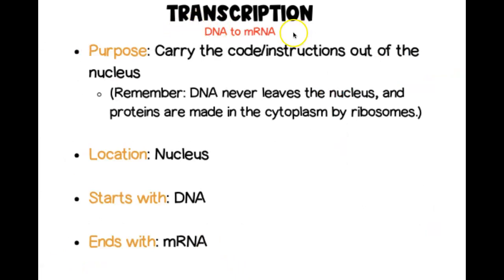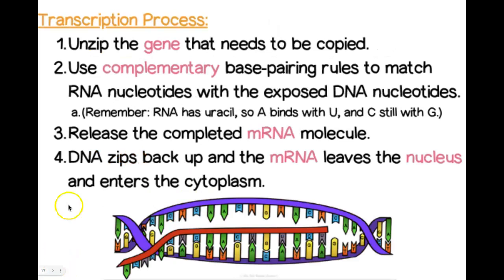So let's go over this quickly. Transcription, from DNA to mRNA. The purpose is to carry the code or instructions out of the nucleus. Remember, DNA never leaves the nucleus, and proteins are made in the cytoplasm by the ribosomes. The location of transcription is in the nucleus. It starts with DNA and it ends with mRNA.